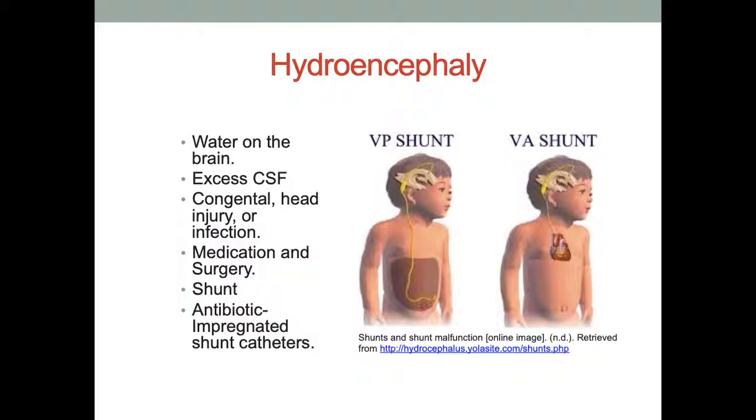Now, what I found interesting is that there's two ways they can place the other end of the shunt, because they do want the cerebral spinal fluid to be reabsorbed. So they can either place the other end in the abdomen where the cerebral spinal fluid is naturally absorbed in the tissue there, or they can actually place it in the right side of the heart where the fluid is reabsorbed through the circulatory system.